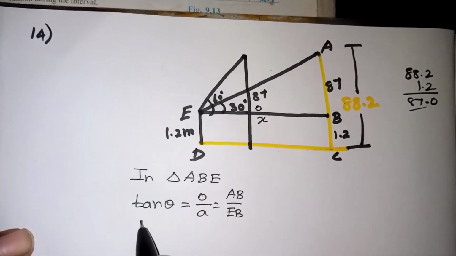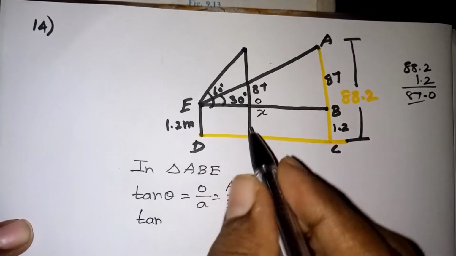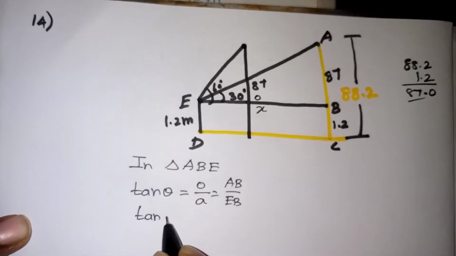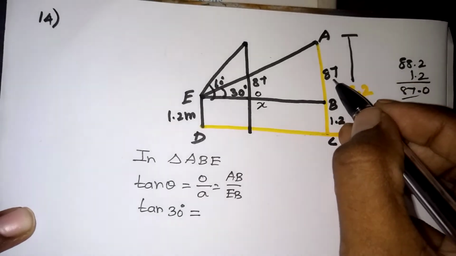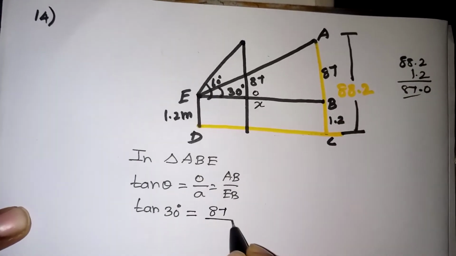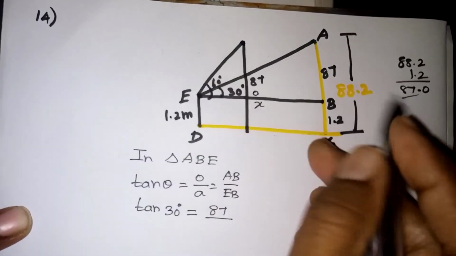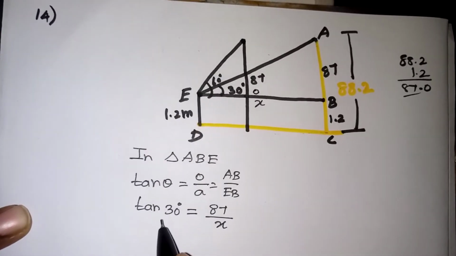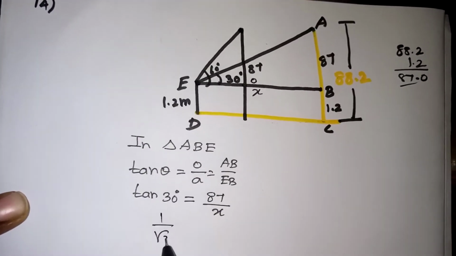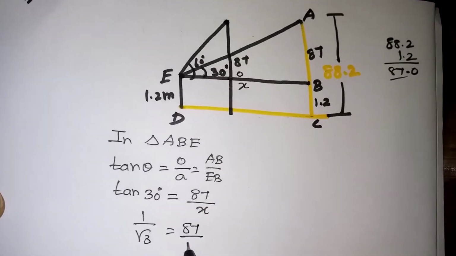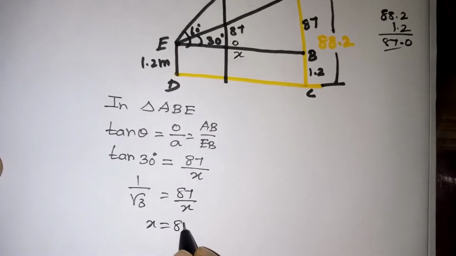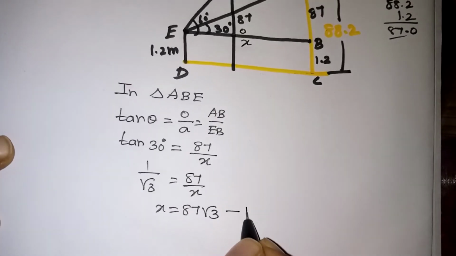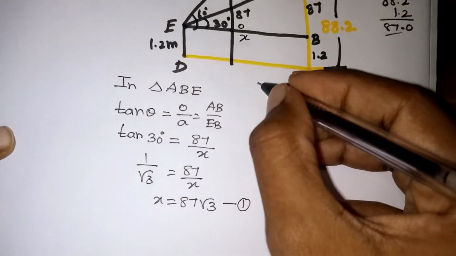Now listen. Tan, in the place of theta we have 30 degrees. Write 30 degrees, which is equal to AB, we are getting 87, by EB, which we have taken as X. The whole is X. Tan 30 value is 1 by root 3, which is equal to 87 by X. Do the cross multiplication, so X is equal to 87 root 3. Let us take that as our first equation.